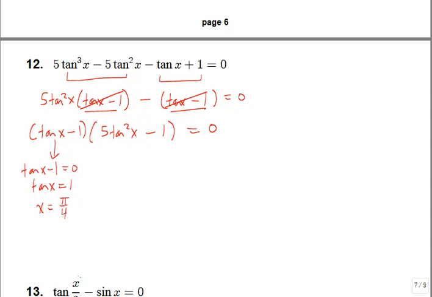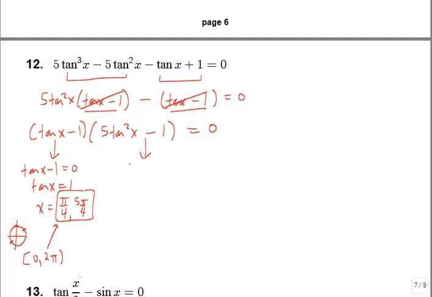Now what quadrant is tangent positive in? Because we want positive 1. So if you think about your unit circle, pi over 4 is here in quadrant 1. Tangent is also positive in quadrant 3. So what's the corresponding pi over 4 angle in quadrant 3? That would be 5 pi over 4. And we just want one revolution. So between 0 and 2 pi, those are my two solutions. Okay? Now we go to this factor.